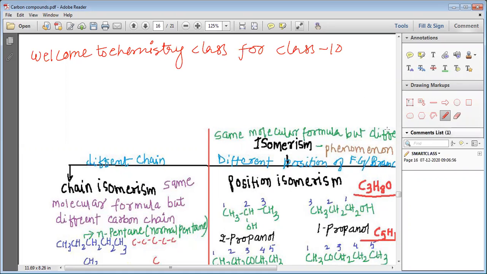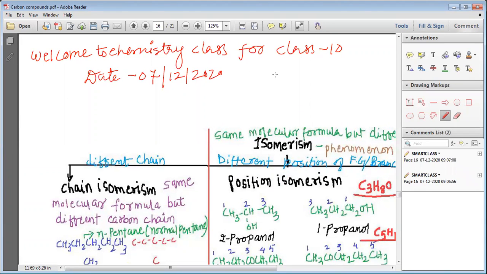That is for your class 10. Date is 7 December 2020.